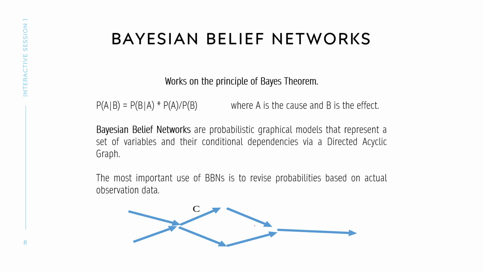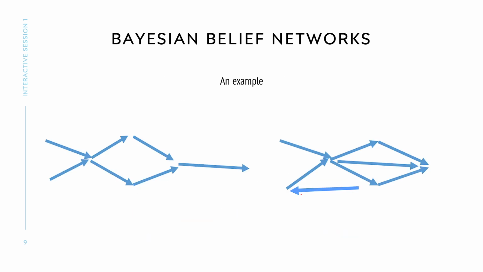So these networks are used to revise the probabilities based on our actual data, our actual observations, right? So this is a directed acyclic graph, you can see. It has arrows, it goes forward, and it does not have any cycles in between. So I'll go to the next slide.